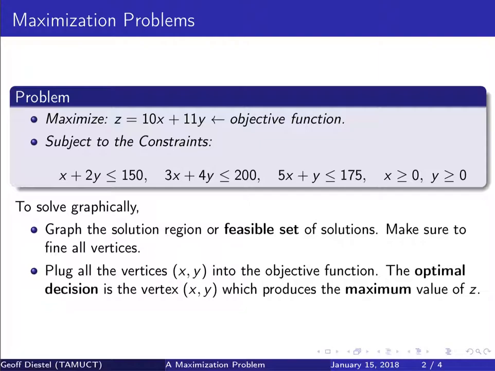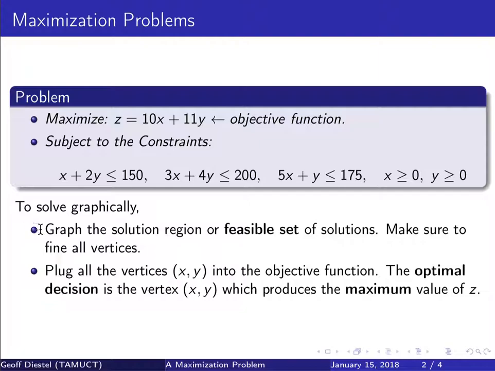And we want to do this subject to the constraints, or the limitations, that are allowed for the variables x and y. So we just have a system of linear inequalities that they must satisfy. So the idea is to find the value of x and y which satisfies all of these constraints and also gives us the largest value of our objective function.